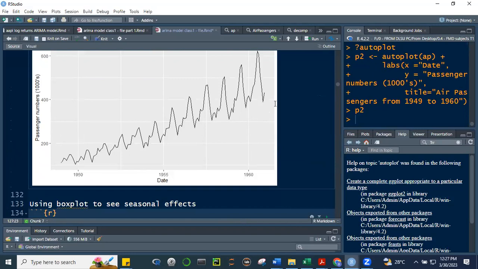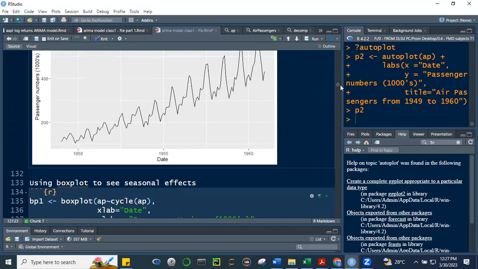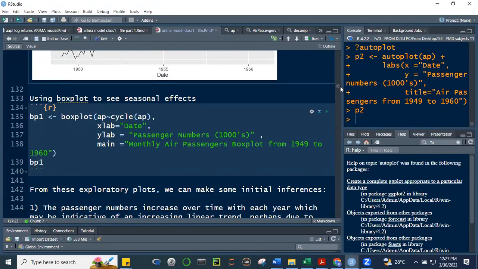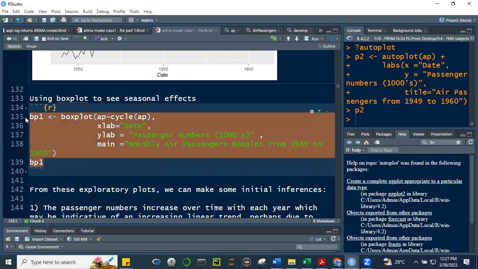You have a trend, you have a non-constant variance, non-constant mean. This is non-stationary. Hindi pa pwedeng gamitin si Box Jenkins. Kailangan siyang i-convert, i-transform muna.